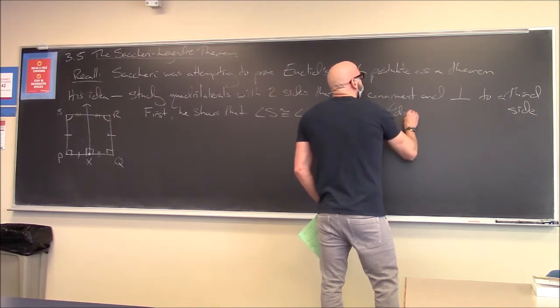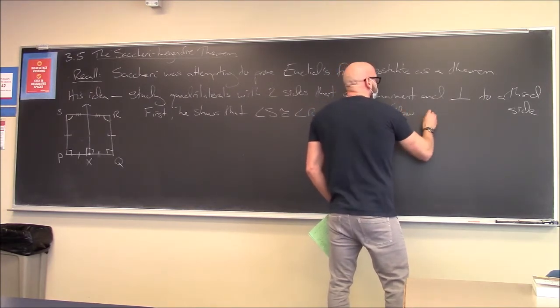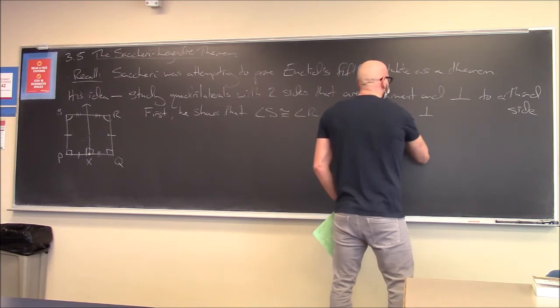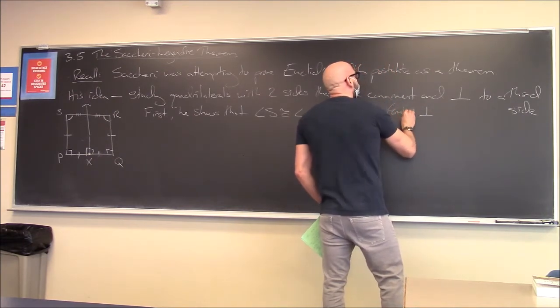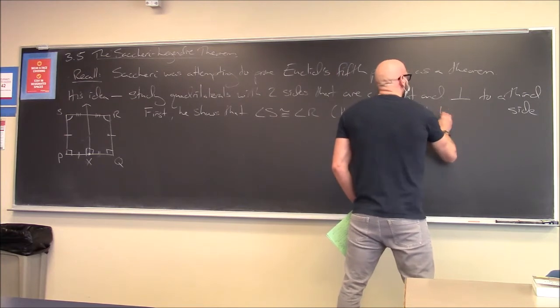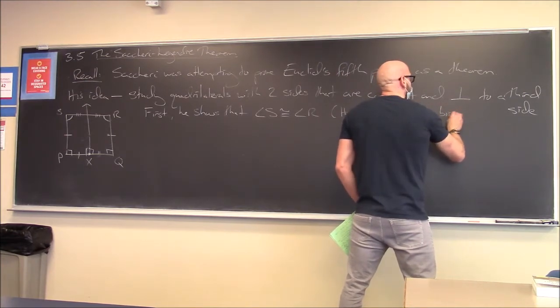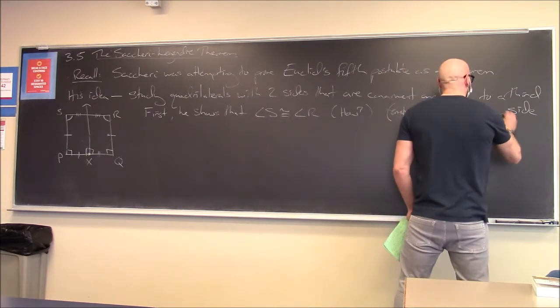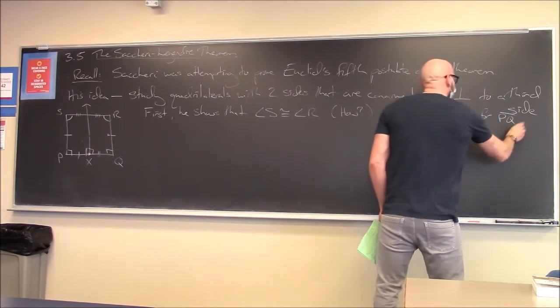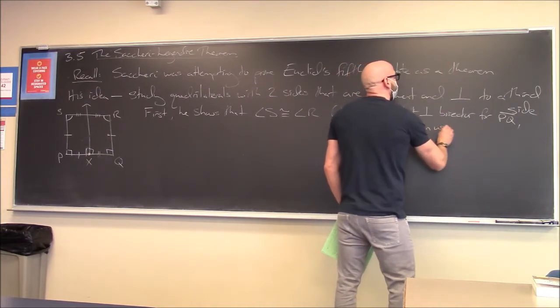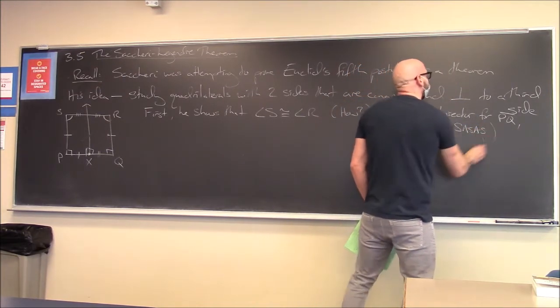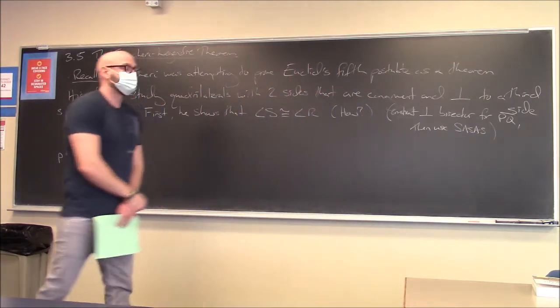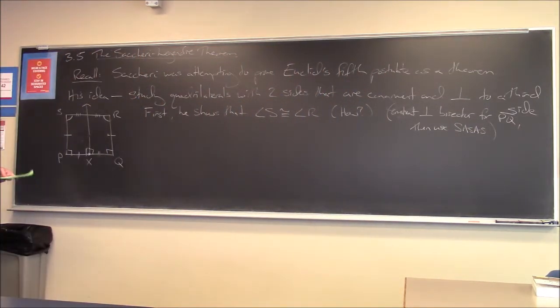I'll very quickly sketch it. Construct the perpendicular bisector for PQ, and then use SAS, ASA. Okay, so he shows that they're congruent.